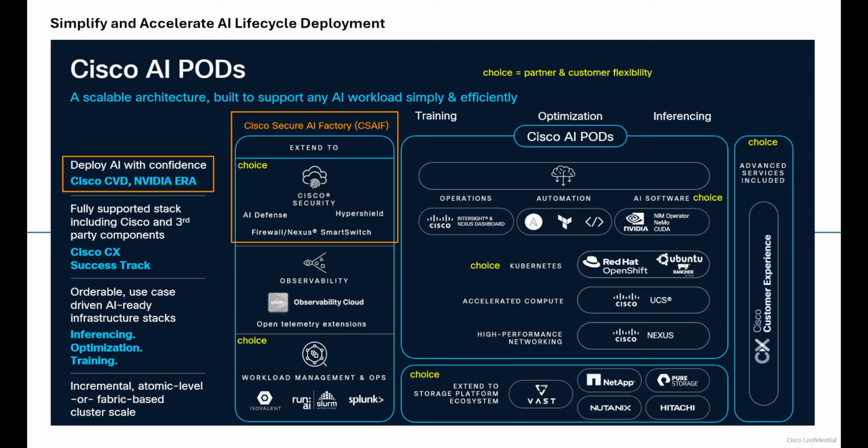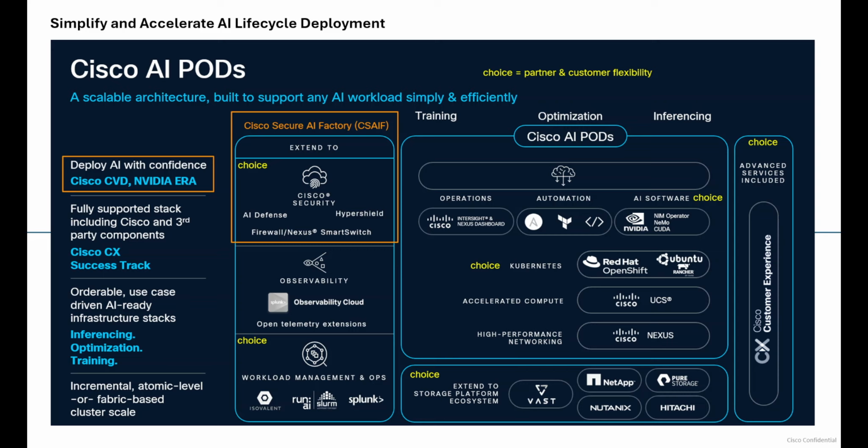You've got choice of workload management and operations tools. And yeah, so basically a lot of choice. And all of these different choices are still part of the overall AI pods architecture, right? So all of these choices, regardless of what you choose, is still going to be supported by Cisco.